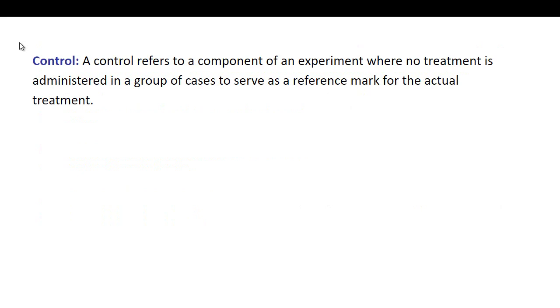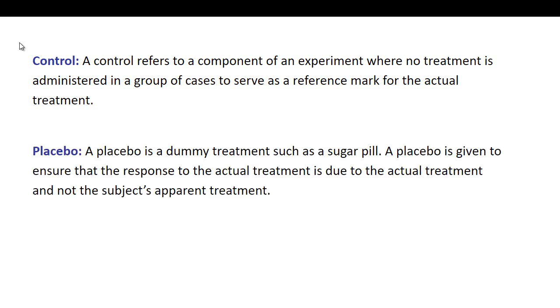Control refers to a component of an experiment where no treatment is administered to a group of cases to serve as a reference mark for the actual treatment. A placebo is a dummy treatment, such as a sugar pill. A placebo is given to ensure that the response to the actual treatment is due to the actual treatment and not the subject's apparent treatment.